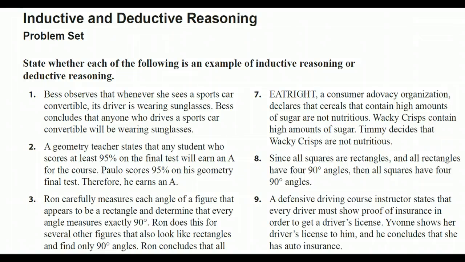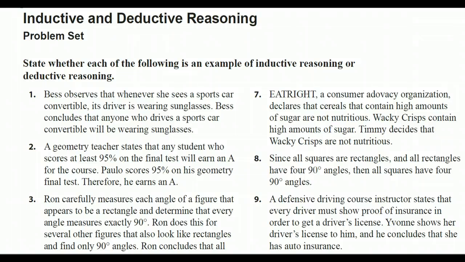It says, Bess observes that whenever she sees a sports car convertible, its driver is wearing sunglasses. Bess concludes that anyone who drives a sports car convertible will be wearing sunglasses. So there, Bess is using the sports cars that she's seen, and maybe it's quite a few sports cars. It doesn't say the exact number, but either way, she's using a specific number. Maybe she's seen 100, maybe she's seen even 1,000 sports cars, but she hasn't seen them all. And so that would be an example of inductive reasoning.